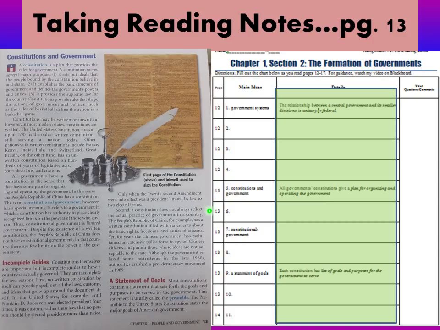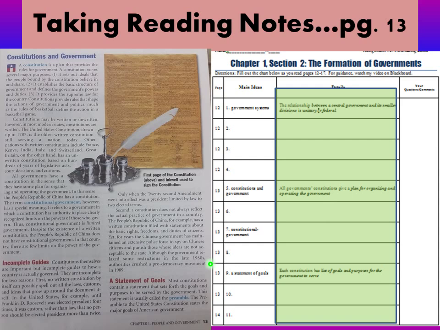Second, a constitution does not always reflect the actual practice of government in a country. The People's Republic of China, for example, has a written constitution filled with statements about the basic rights, freedoms, and duties of citizens. Yet, for years, the Chinese government has maintained an extensive police force to spy on Chinese citizens and punish those whose ideas are not acceptable to the state. Although the government relaxed some restrictions in the late 1980s, authorities crushed a pro-democracy movement in 1989.